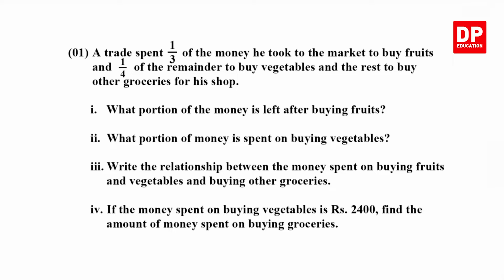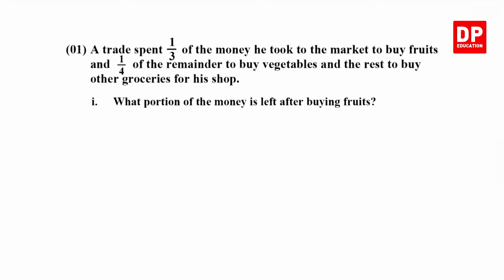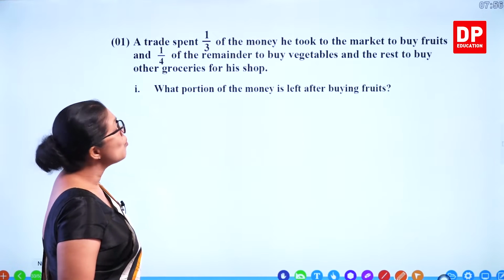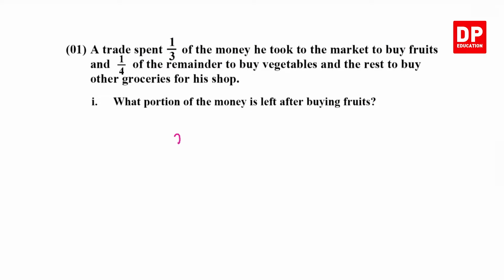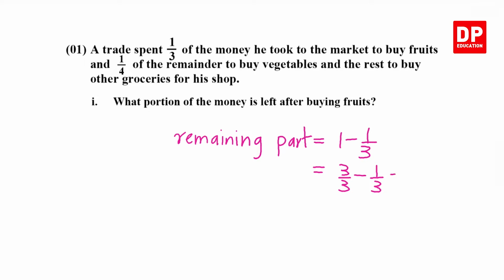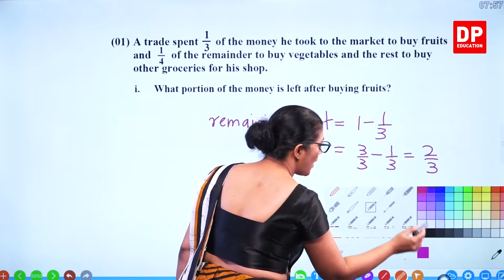Question number 1. That's about fractions and finding relationship. So we'll do it here. A trader spent 1/3 of money he took to the market to buy fruits and 1/4 of the remainder to buy vegetables and the rest to buy other groceries for his shop. What portion of the money is left after buying fruits? So 1/3 for fruits. So what's the remaining part? Remaining part is 1 minus 1/3. So 1, I can write 3/3 minus 1/3. That's 2/3. That's the first part. I can give 2 marks for that.